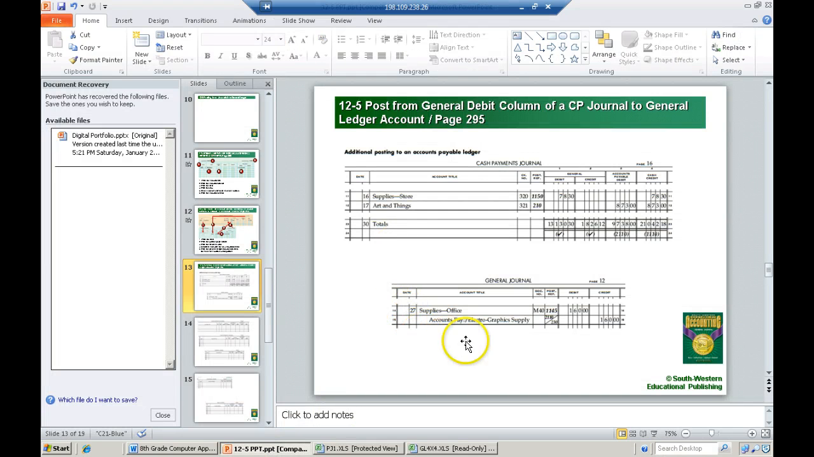Next thing we're going to do is we're going to post the November 27th transaction, which is right here from the General Journal to General Ledger accounts. So obviously, being from the General Journal, we're going to have two accounts affected. We're going to have our office supplies and our accounts payable of Electrographic Supply affected, $160.